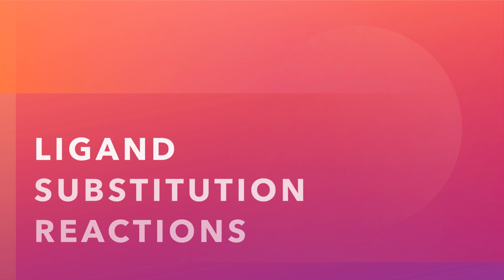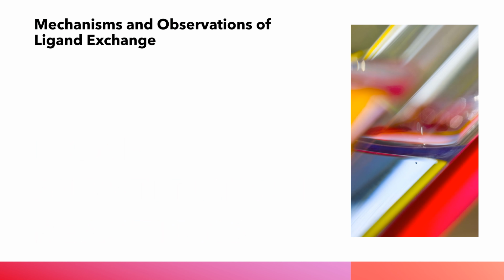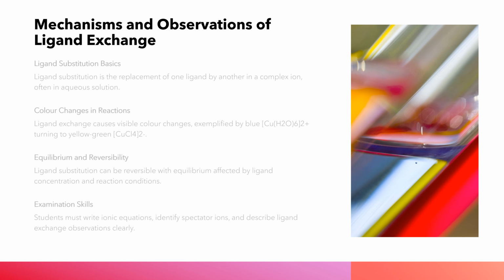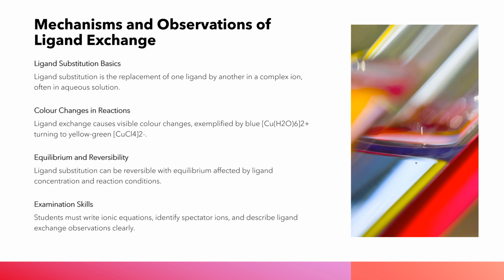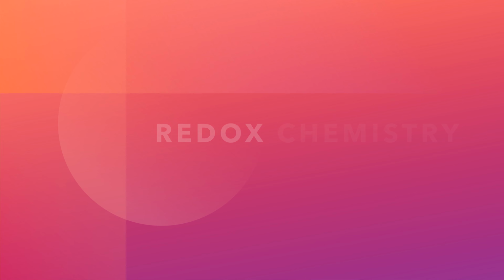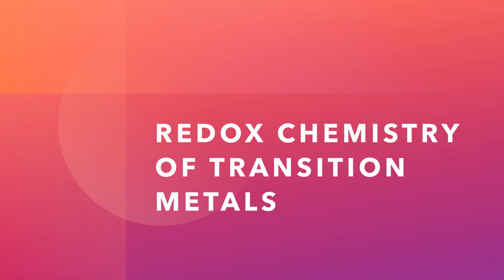Mechanisms and observations of ligand exchange. Ligand substitution reactions involve the replacement of one ligand in a complex ion with another, which occur in aqueous solution and are accompanied by clear color changes, making them useful in both practical work and examination questions. For example, adding concentrated hydrochloric acid to a blue solution of [Cu(H₂O)₆]²⁺ results in the formation of the yellow-green [CuCl₄]²⁻ complex. Transition metals as oxidizing and reducing agents.